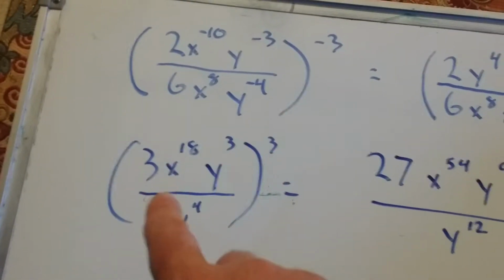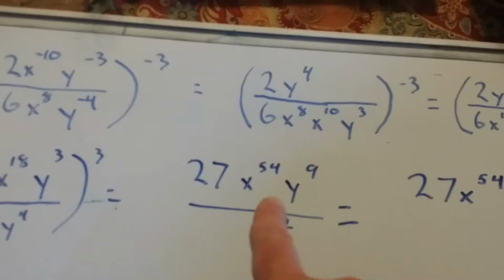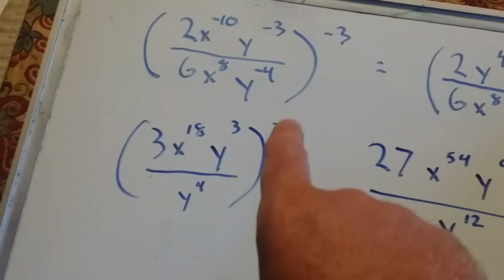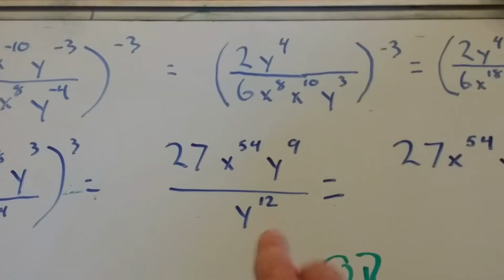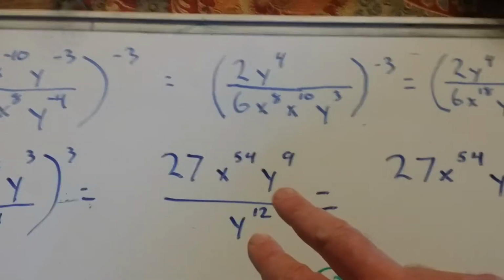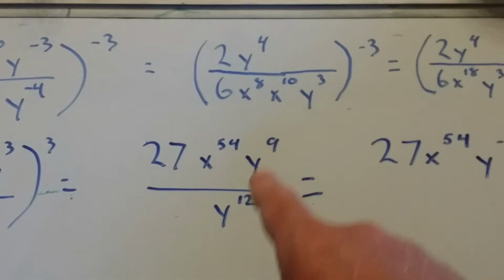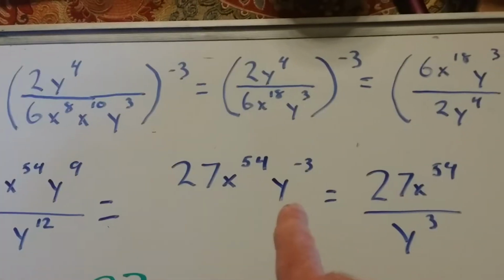x to the 18 to the third means we're going to multiply 18 times 3, which is 54. And y to the third times 3 becomes 9. y to the fourth to the third, remember this goes to the top and to the bottom, is going to become y to the 12th. Now we have to eliminate these. So remember, your rule is if you have the same variable, you're going to subtract these exponents. So 9 minus 12 becomes negative 3.